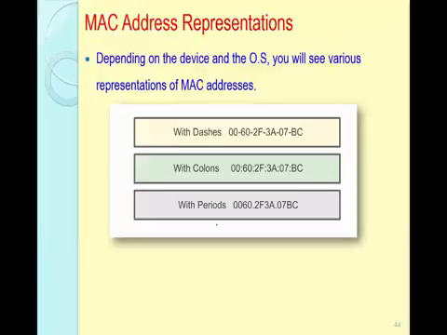Okay, so when you look at different platforms, you will see MAC addresses presented to you in slightly different formats. On Windows machines, you will see them as 2 hex digits followed by a dash and so on. On Macs and Unixes, they are separated with colons. On Cisco systems, you will see 4 hex digits followed by a period. Let me show you actual screenshots.